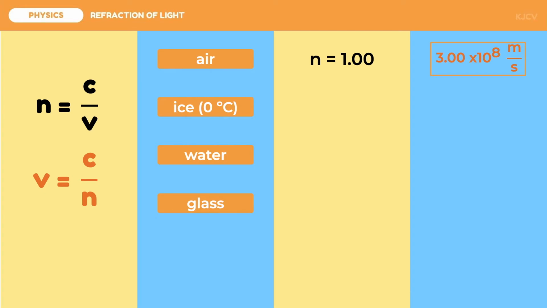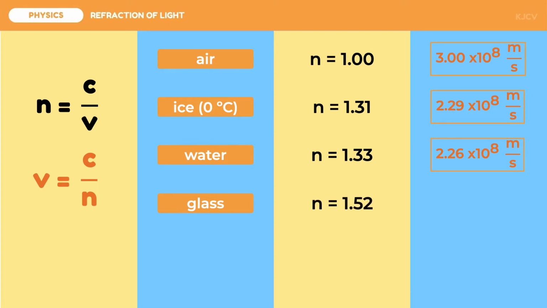To get the speed of light in ice at 0 degrees Celsius, we divide 3 × 10⁸ meters per second by the index of refraction of ice, 1.31, to get 2.29 × 10⁸ meters per second. In water, the speed of light in a vacuum is divided by 1.33 to get 2.26 × 10⁸ meters per second. Lastly, for glass, the speed of light in a vacuum is divided by 1.52 to get 1.97 × 10⁸ meters per second. These substances are listed in increasing index of refraction.